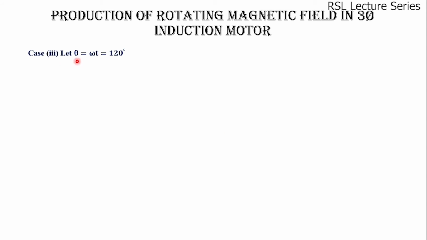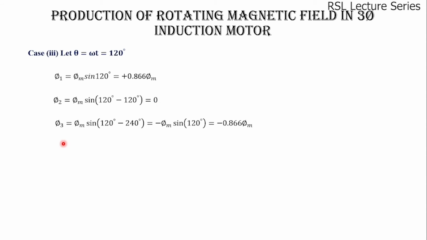In case 3, we have assumed omega t equal to 120. So we have to substitute omega t equal to 120 in phi 1, phi 2 and phi 3 equations. Phi 1 is phi m sin omega t, so phi m sin 120, plus 0.866 phi m. Phi 2 is phi m sin (omega t minus 120), so 120 minus 120, sin 0 will be 0 here. Similarly phi 3 is phi m sin (omega t minus 240). Omega t is 120 here, so 120 minus 240 is minus 120.